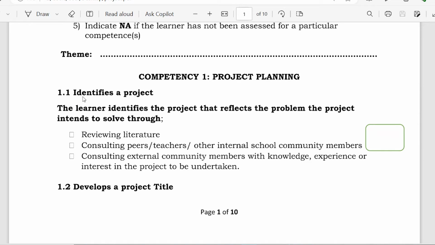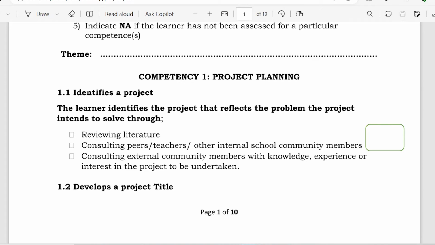But first, 1.1, a learner is supposed to identify a project. In other words, the learner identifies the project that reflects the problem that the project intends to solve. So that means at this point the learner is doing the problem statement. And so there is need for literature review or consulting peers, teachers and other internal school community, or consulting external sources to establish whether the problem actually exists.